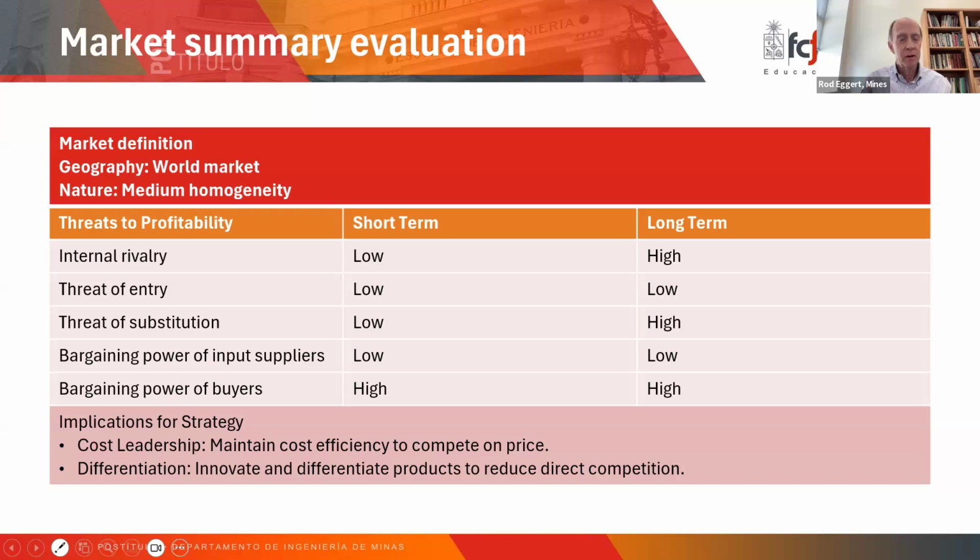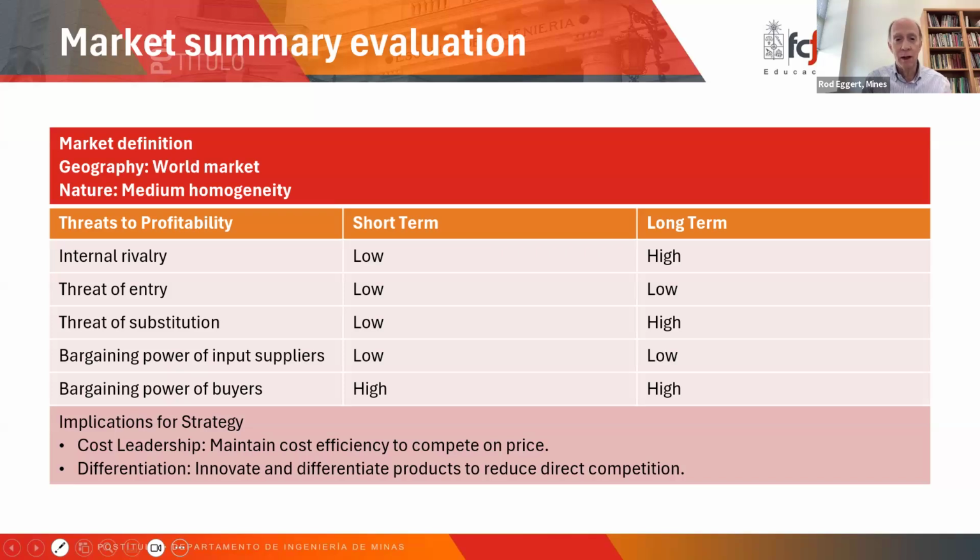Well, I have a couple of comments or observations about this particular slide. And again, I like the summary table that presents the overall analysis. If we look at threats to profitability and internal rivalry, in the short term, low is consistent with the HHI number of 2,700. So that's, in my view, consistent with the evidence.